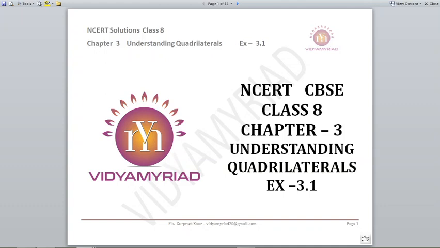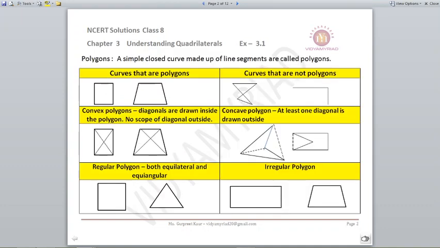This video is made for class 8 on chapter number 3, Understanding Quadrilaterals, and today we are going to begin with exercise 3.1. Let us first understand some common terms that will be used in this exercise. First of all, what is a polygon? Now, a polygon is basically a closed figure which is made up of line segments.